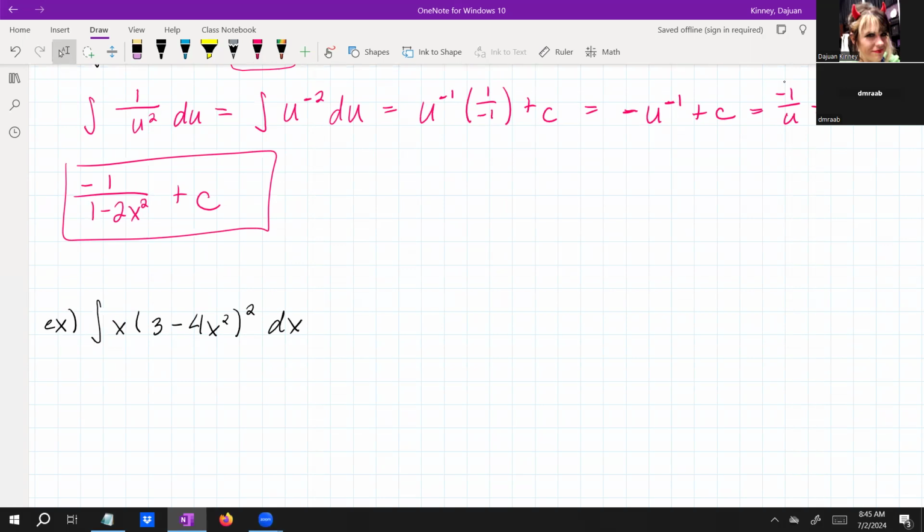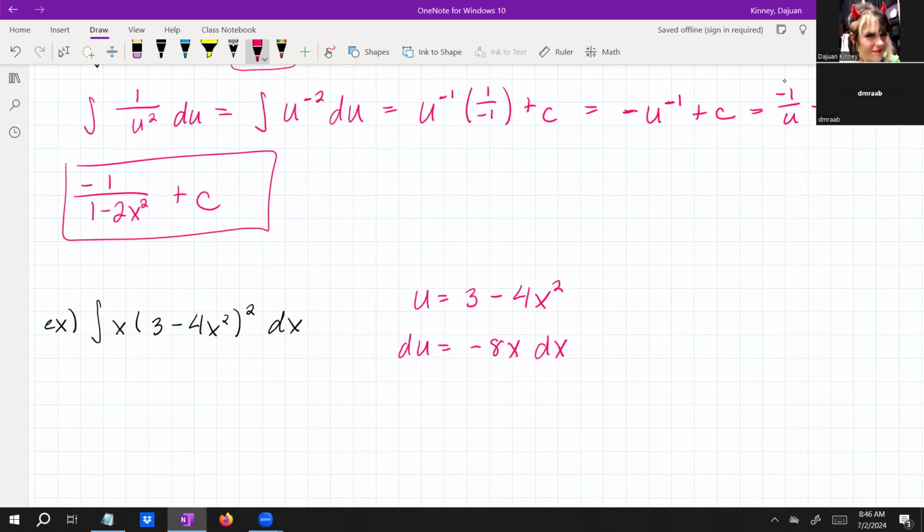This one is leading us into our next section. So I have something and its derivative, sort of. If I say my u is 3 minus 4x squared, my du is negative 8x dx. I don't quite have that in my problem. So we can either manipulate the problem a little bit or manipulate my du. It's really all the same. Let's manipulate our du a little bit.